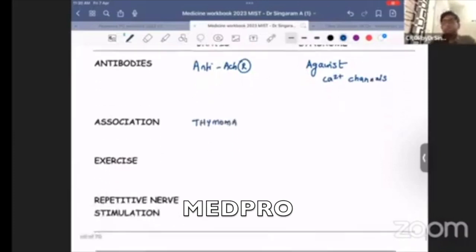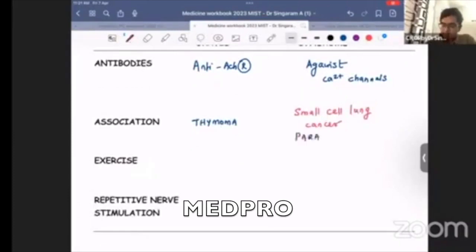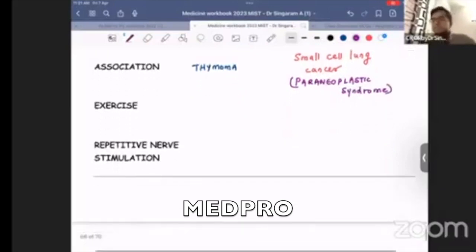What about Lambert-Eaton syndrome? It's a tumor of the lungs. Any idea what is that? Small cell lung cancer. And this is one of the examples of paraneoplastic syndromes. You will learn in your pathology classes in detail about paraneoplastic syndromes. So this is one example of a paraneoplastic syndrome, where we cannot explain directly due to the lung cancer, but something which is associated with the lung cancer, and it is called a paraneoplastic syndrome. Have you heard about the term paraneoplastic syndrome? Yes, correct.